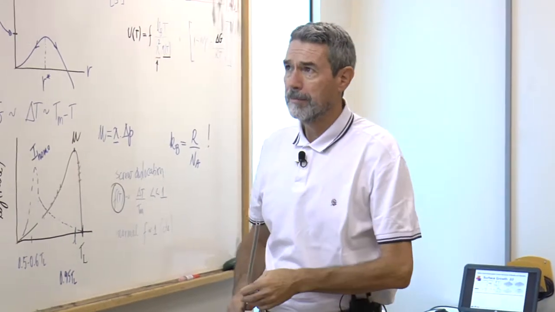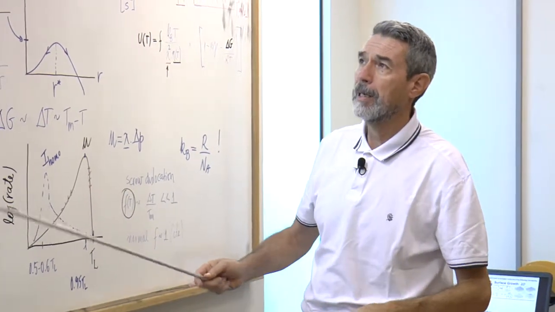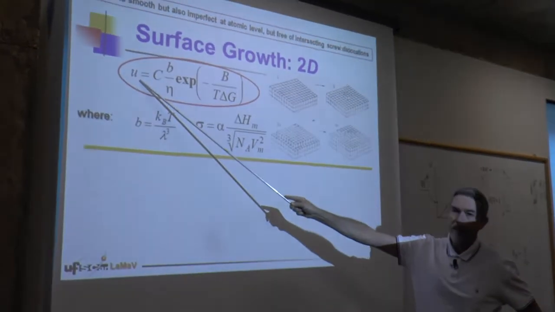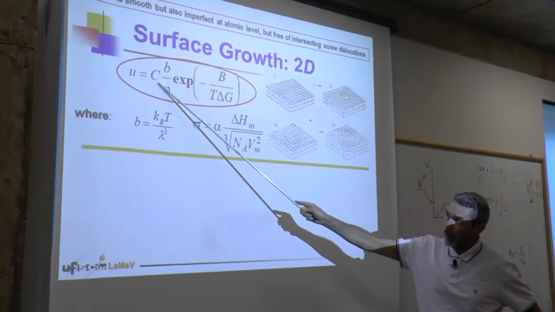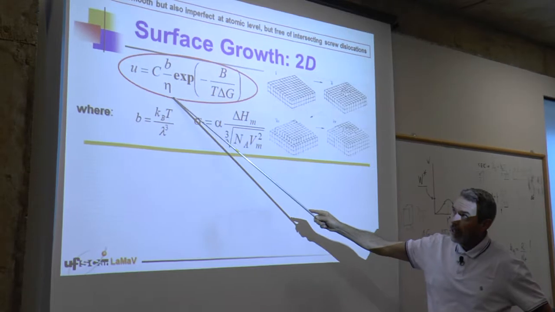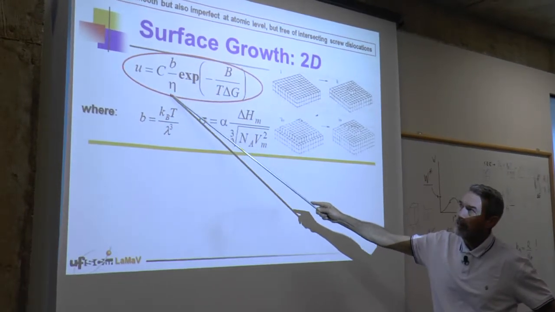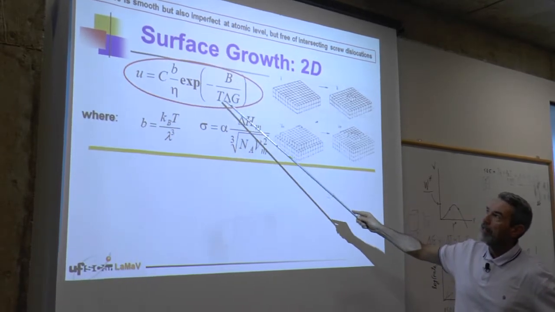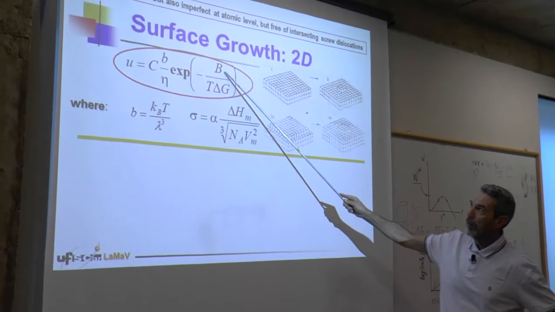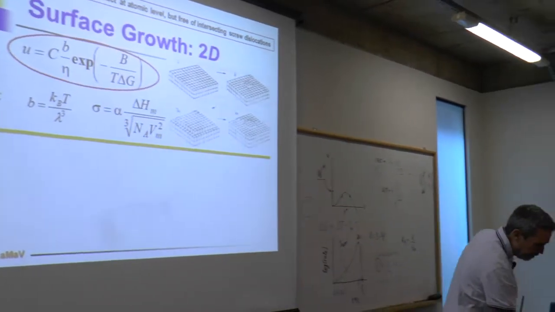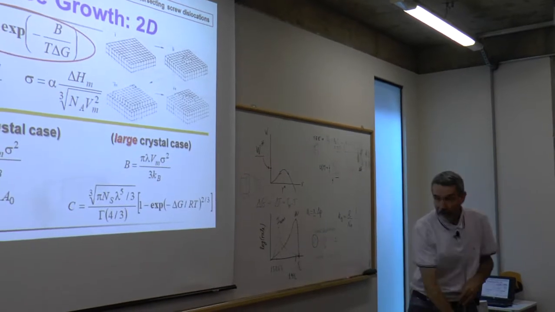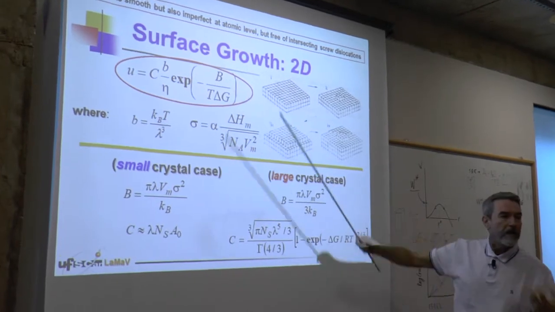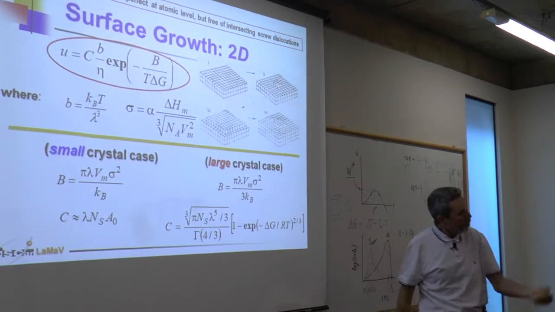The final form is the following. The growth rate is some constant, again divided by the viscosity, times exp minus b over T delta G. I'm going to show you the value of b. Now we have a free energy barrier because it depends on nucleation again.